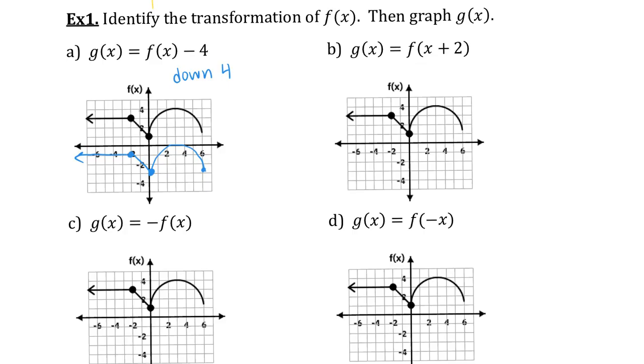Okay, for B, it says g of x equals f of x plus 2. Okay, it's in parentheses, so it's either left or right. If it's plus, it's actually left. It's because if I do a -2, it makes it go back to 0. So this is going to go left 2. So I'm going to take this graph of f of x and shift it left 2. And however you would like to do that is fine.